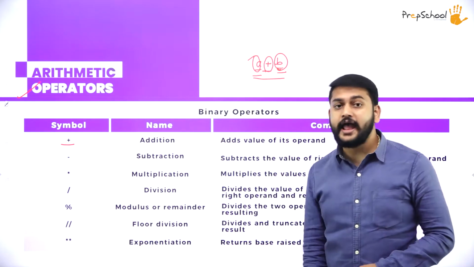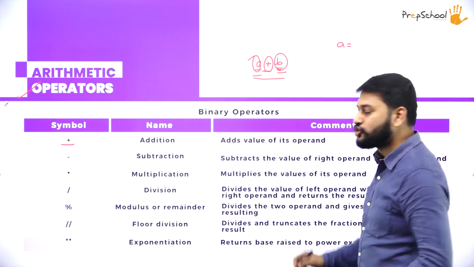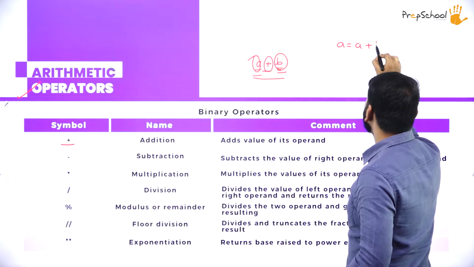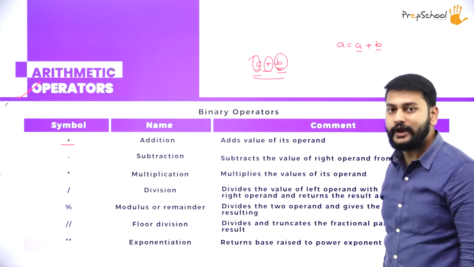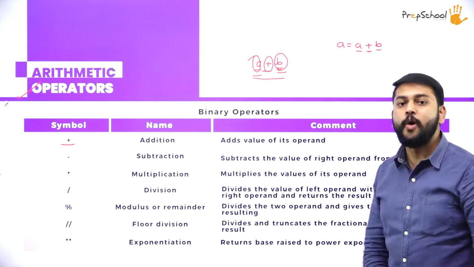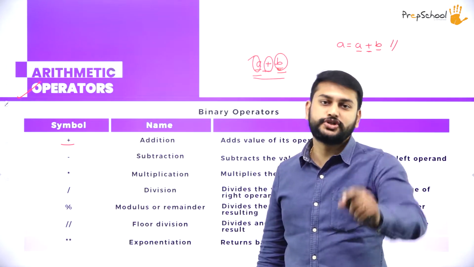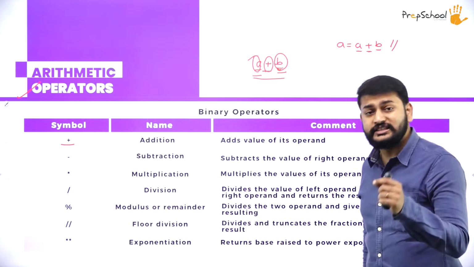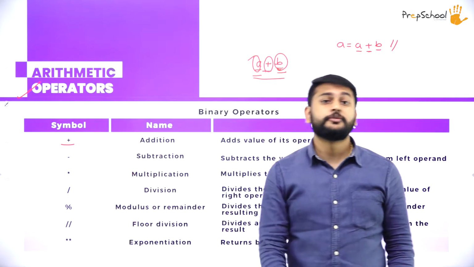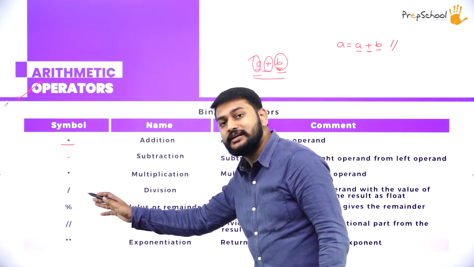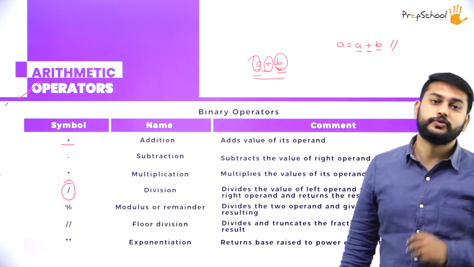What is the first one that I have? I have plus. If I want to perform addition, how do I do it? I will have a variable, and I will take two operands. This is what I will call an operand, and this is what I will call an operator. This operator will help me to perform the addition. In the same way, I have minus for subtraction and star for multiplication. And please understand, this forward slash will help me to perform the division.